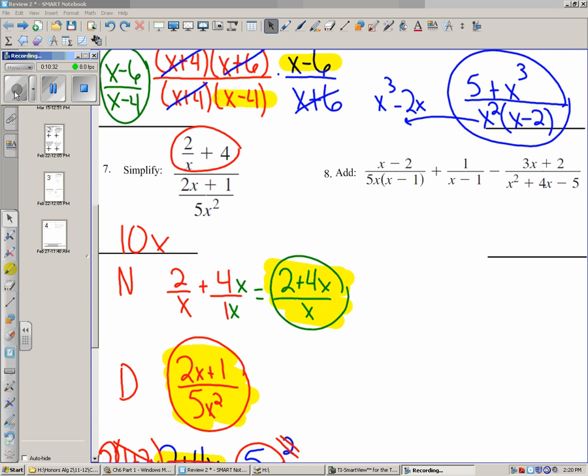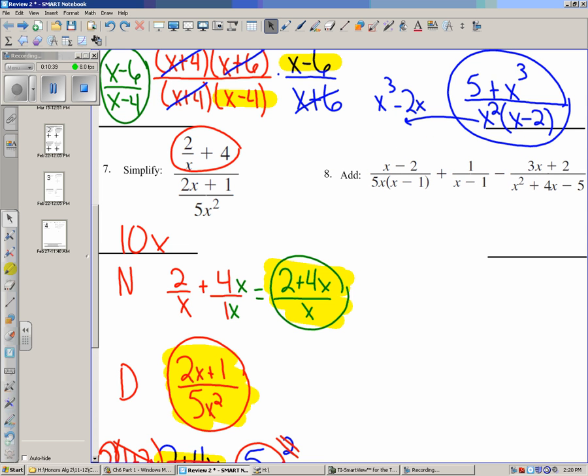All right, number 8 is going to be the last problem for this section. I'm going to look at the first fraction, and in my first fraction, it is already simplified, or not simplified, but the denominator is already broken to parts. Same with the second fraction. In my third fraction, I'm going to factor the denominator, and when I factor it, I'm going to make it x plus 5 and x minus 1.